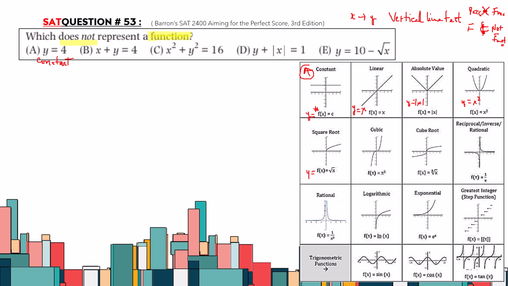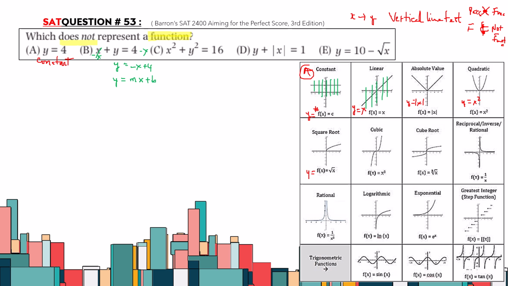See, it passes the vertical line test. When you strike vertically, it only crosses the graph once. It's similar for the linear one, this one. How do we know? You see this one is always y equals something, so you just solve for y. We subtract x from both sides, this one is gone, and then we have y equals minus x plus 4. So this is a linear function, y equals mx plus b.